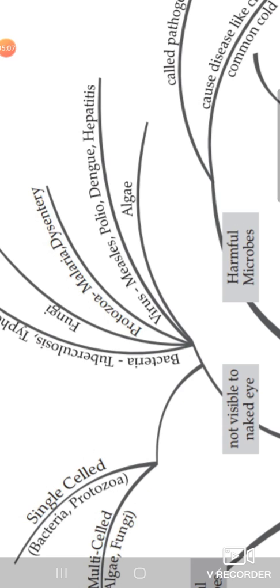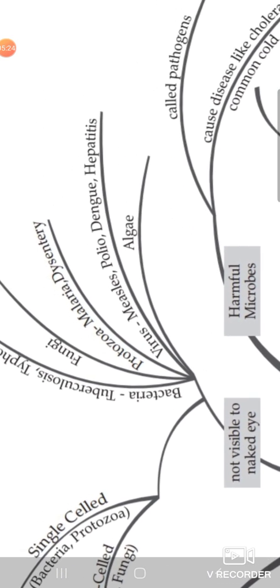And algae also are the type of microorganisms whose structure we normally cannot see. We need a microscope to see the algae and the structure present inside it. So that is why algae is also one kind of microorganism.